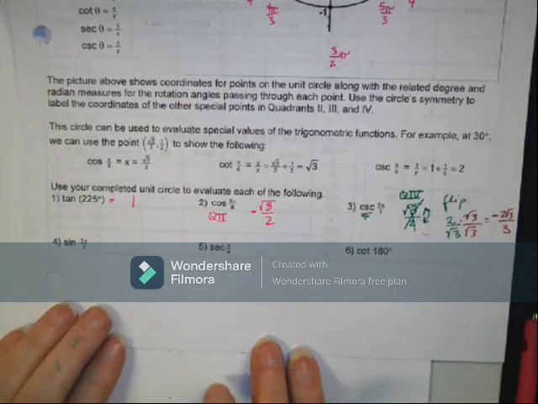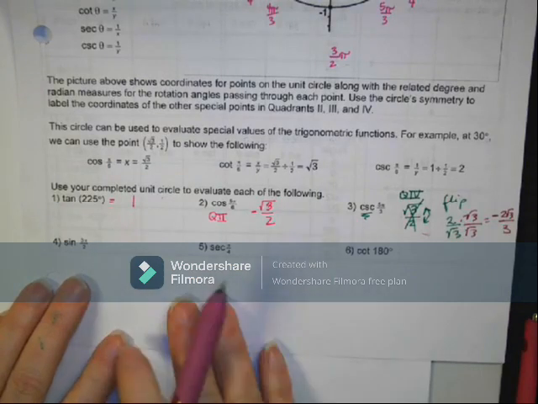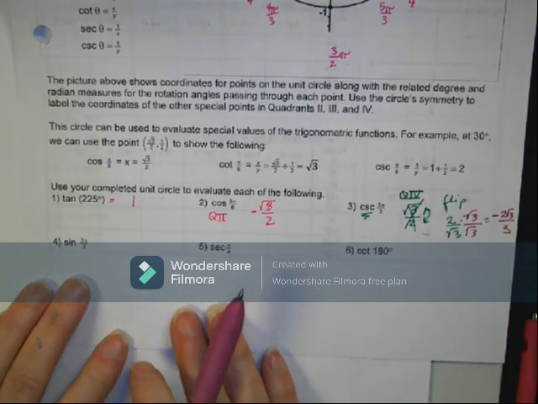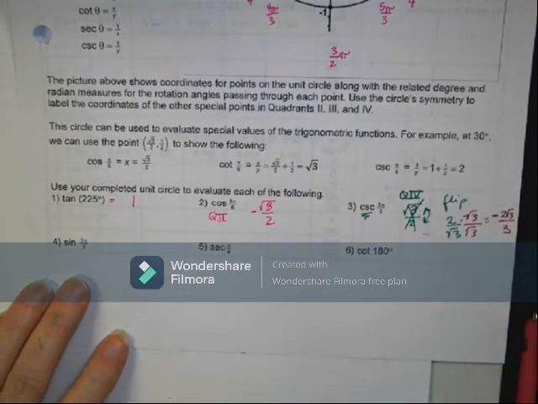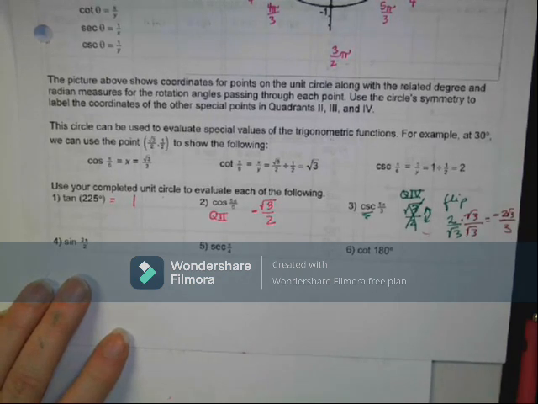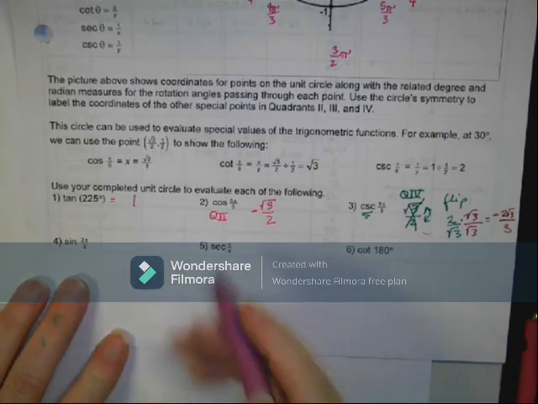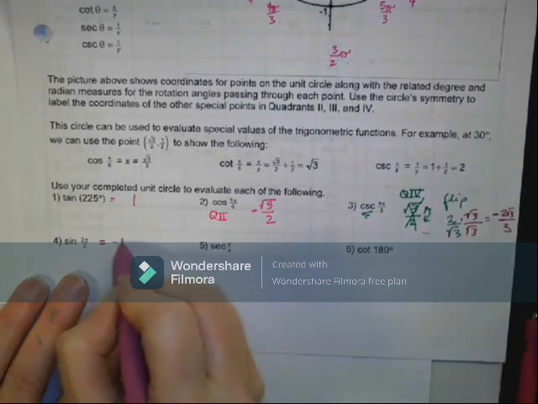Next is 3 pi over 2. Where is 3 pi over 2? It's on the y-axis. Up or down? Down. So what's the ordered pair down there? The ordered pair is 0, negative 1. And sine is the y value. So you're just negative 1.